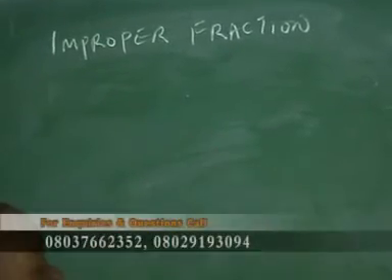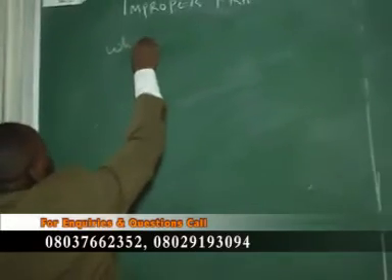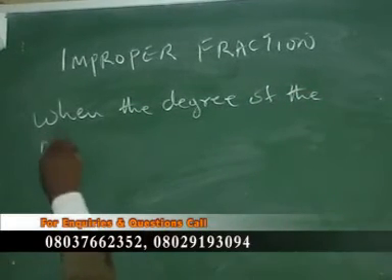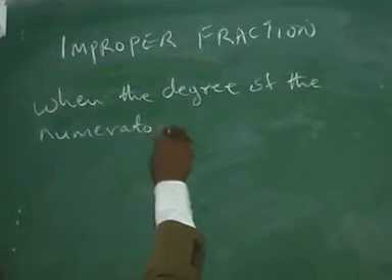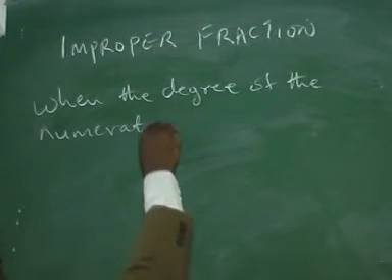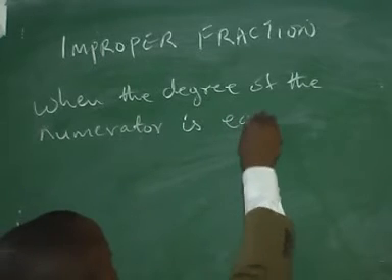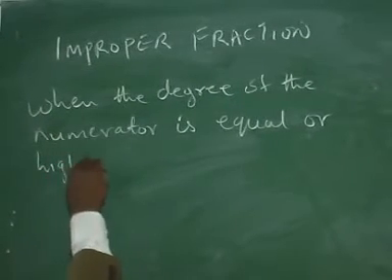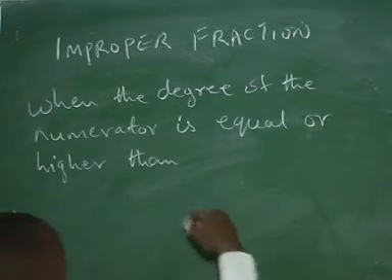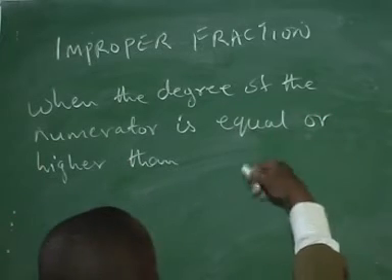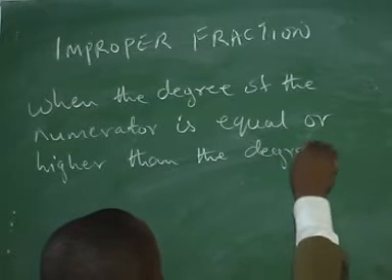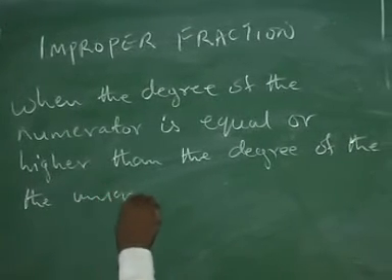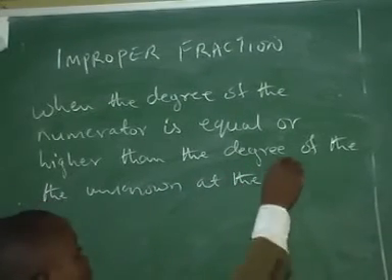Next subtopic is improper fraction. When the degree of the unknown on the numerator is equal or higher than the degree of the unknown at the denominator.